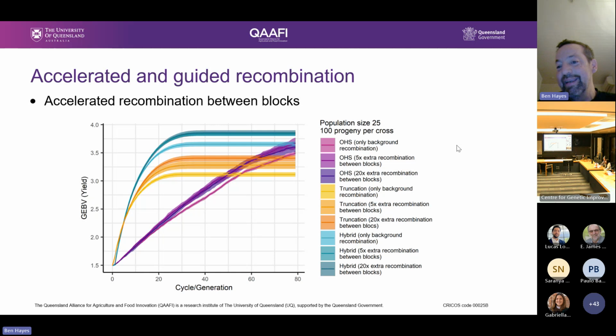You're not getting to that genetic gain many generations earlier. It's still too slow.